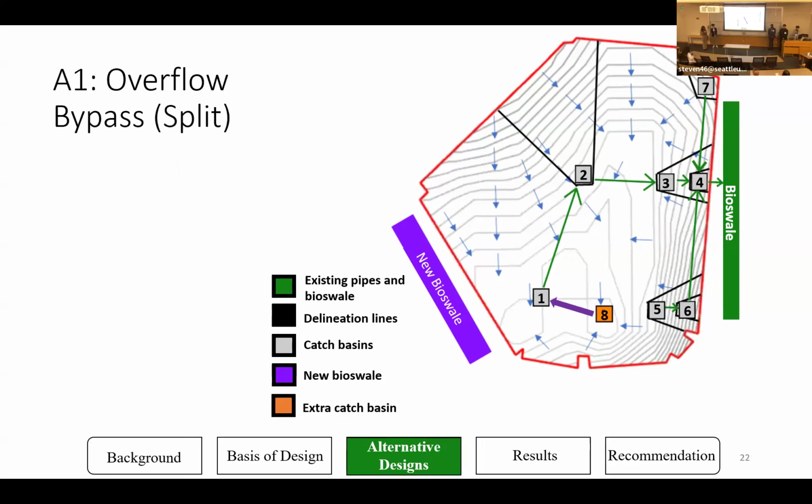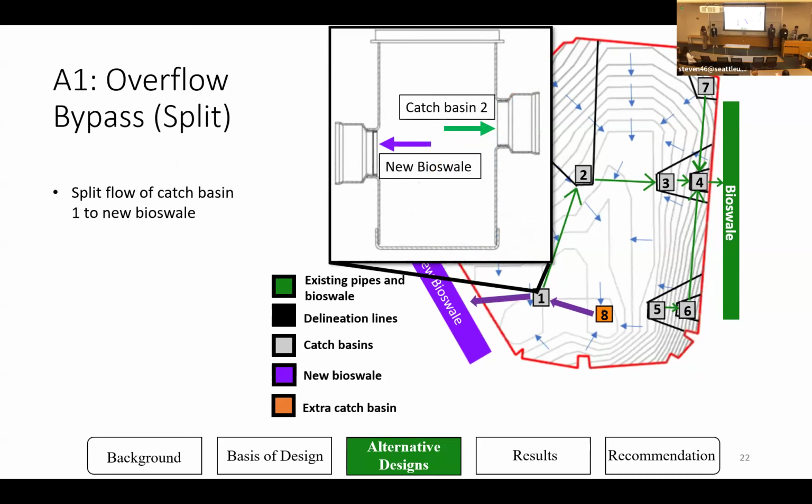For our first alternative, the overflow bypass, or in simpler terms, split flow, is designed with first splitting the outflow of catch basin 1 in 2 ways, where the main outflow will be directed to the new bioswale as shown in this picture. Once the water level reaches above the left pipe in the catch basin, water will also be directed to the existing bioswale on the other side of the site.